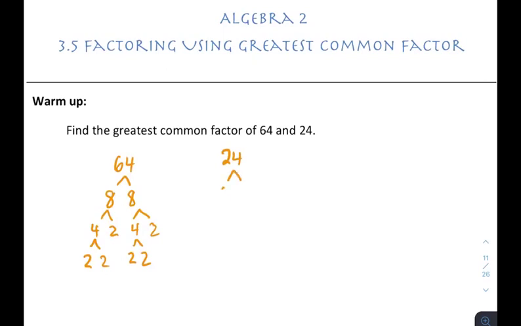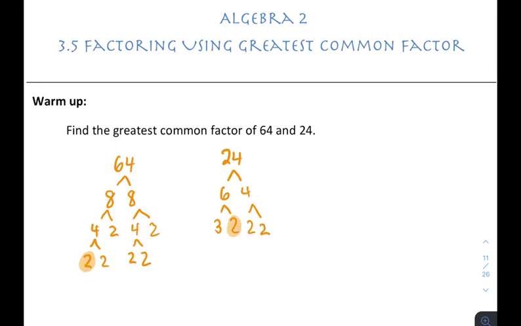24, I'm going to do 6 and 4. I could have done 8 and 3, 12 and 2, but it ends up as being 3 times 2 times 2 times 2. I think that was the right number of 2's. So the greatest common factor is the largest number that evenly divides into both.